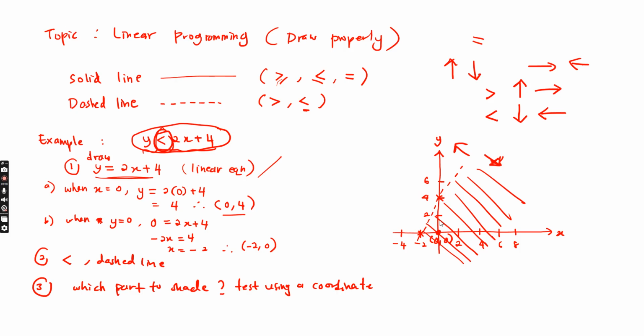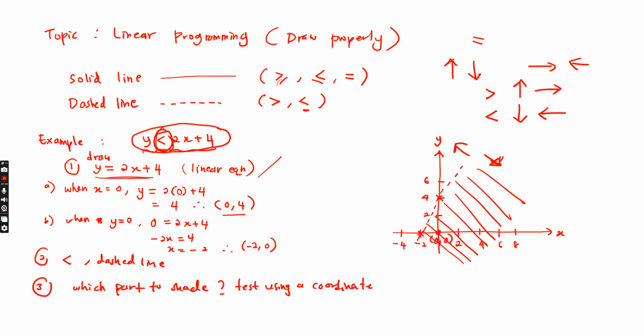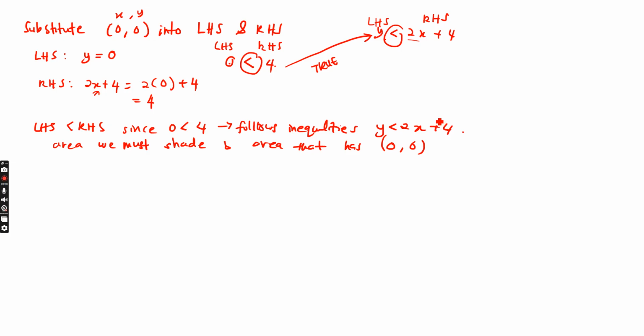So that is the easiest way to identify which region you need to shade. But if you want to do it manually, in case you're not sure whether this is the correct region, I recommend you use substitution, because sometimes people might get confused. What you need to do is take one testing point, which is 0, 0, substitute into the left hand side and the right hand side, and check the value. Does it follow the original inequality that we have?